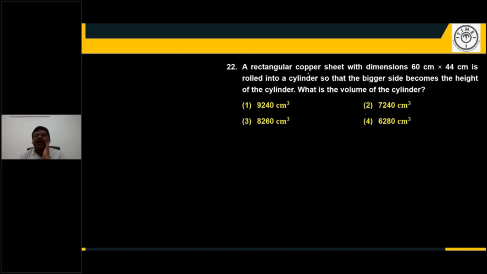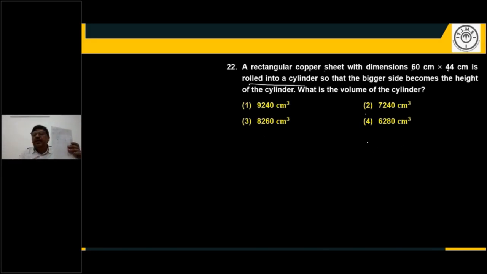Students, a regular copper sheet with dimensions of 60 and 44 is rolled into a cylinder. Students, if you see, there is a paper like this. This is a sheet. Let's say this is 60 centimeters. This is 44 centimeters. So now when I fold it, am I making it as a cylinder like this? But which side am I making the height? The smaller side will be the height, or the longer side will be the height?